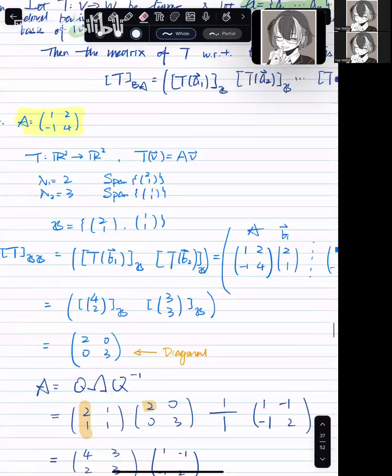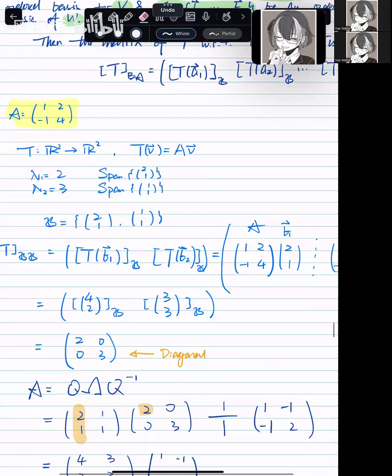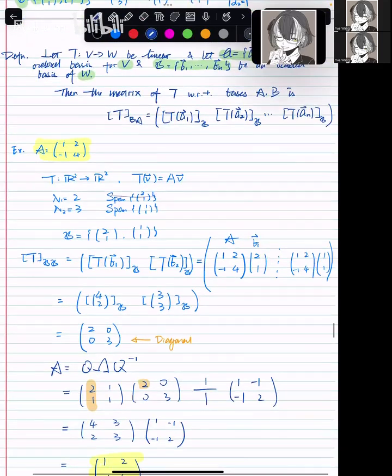All right, let's look at when lambda 1 equals 2. We already know that the eigenspace is the span of (2, 1). And when lambda equals 3, the eigenspace is the span of (1, 1). Okay, and we will use them as the basis. So we have a basis B in R2 with these two vectors.